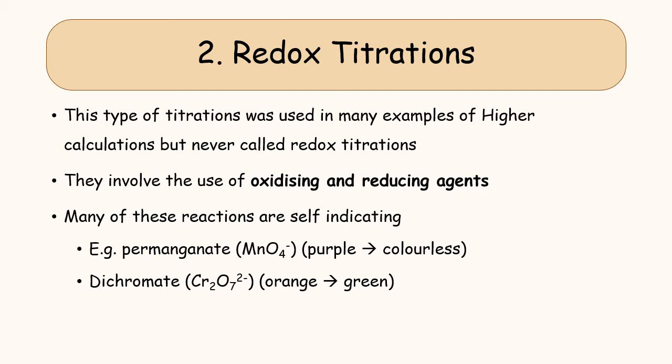And the most common ones are things like potassium permanganate or dichromate, which are self-indicating. So permanganate goes from purple to colourless, and dichromate would go from orange to green. Another common redox titration would use iodine, and the indicator for that would be starch, because where iodine is present, it will look blue-black, and then depending on what else is in solution, it'll either turn colourless or it will turn yellow when there's no more iodine present.